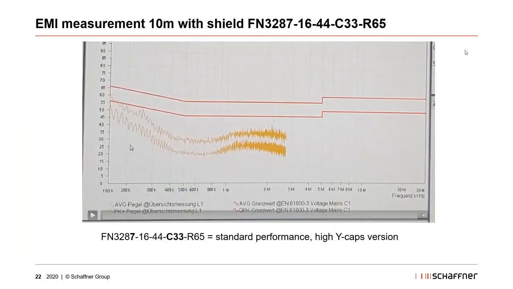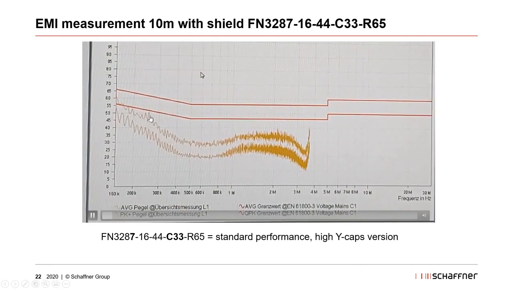Good. So now we are going a little bit more into detail for the real measurement, so EMI measurement of a 10-meter cable with shielding for the FN3287, which is the standard performance version of 3288. So 3288 is the high performance version, 3287 is the standard performance version with high Y caps. So you see, if I start the video here, the measurement is okay. In the lower frequency, you are a little bit close to the limit here, the limit lines, the average and the peak measurement, and everything is okay.